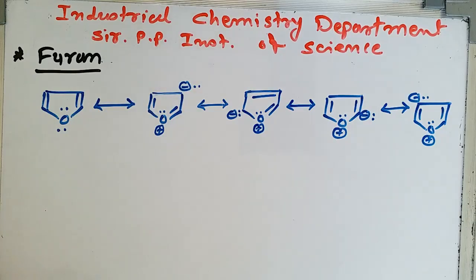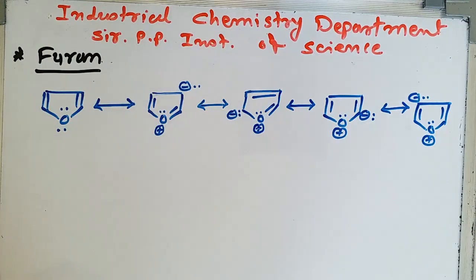This is the aromatic sextet for furan. 4 electrons are contributed by the 4 carbons and a pair of electrons is released by the oxygen atom to the ring. This is the resonance hybrid of furan. Now we see electrophilic substitution.